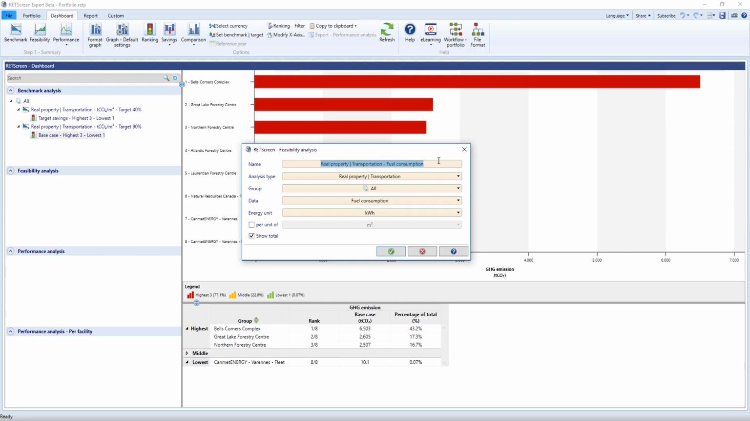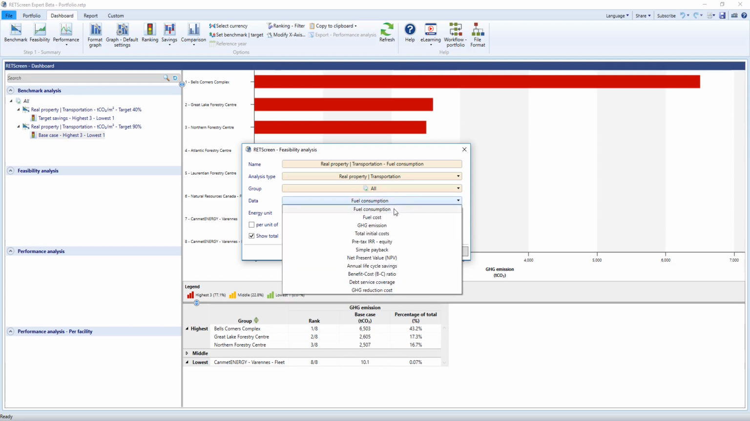At the top, there's the name of our analysis, and here you can select which types of facilities you want to include. In this case, we want to include only real property. This next drop-down displays all of the various groups that have been created on the portfolio worksheet. Let's do it on all facilities in our Natural Resources Canada portfolio.